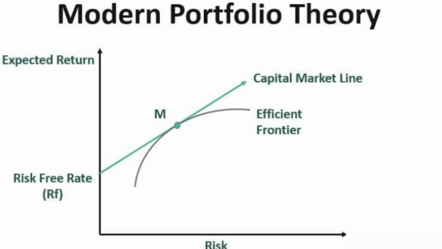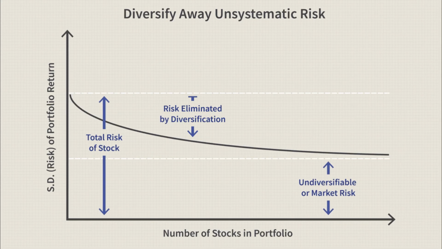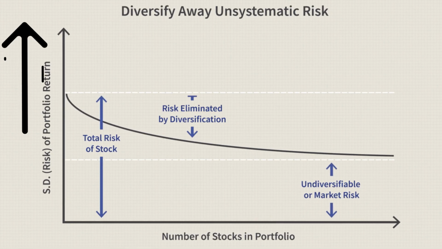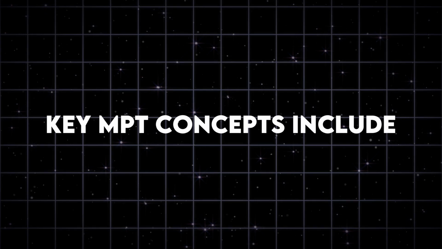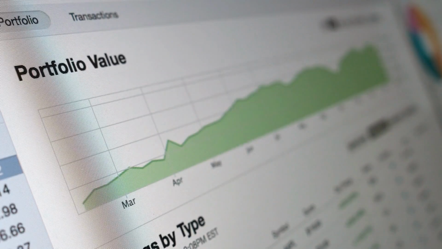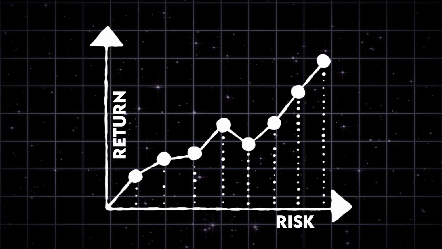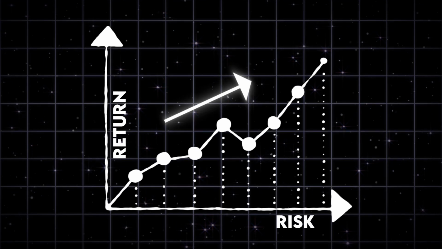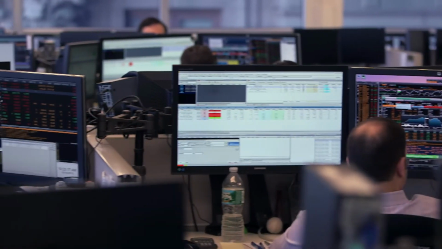Modern portfolio theory, MPT, developed by Harry Markowitz in the 1950s, introduced a quantitative method for optimizing portfolio returns while minimizing risk. Key MPT concepts include the efficient frontier and the capital market line, which guide investors in constructing optimal portfolios. Efficient frontier. The efficient frontier represents portfolios that maximize expected returns for a given risk or minimize risk for a given return. This concept highlights the risk-return trade-off in portfolio management.